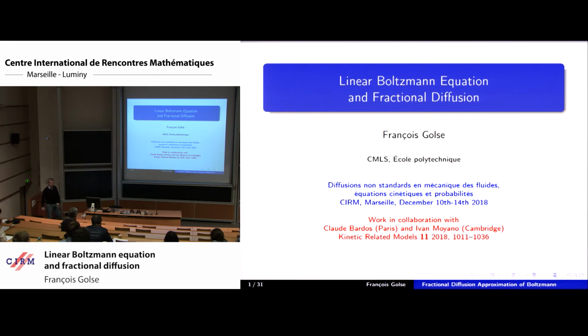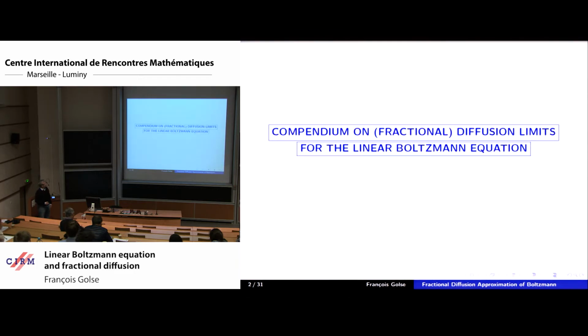mention that the work I'm about to present is a paper written with Claude Bardos from Paris and Ivan Moyano, currently in Cambridge. So, linear Boltzmann equation and fractional diffusion. Let me first start with a few remarks on how diffusion equations, fractional or not, can be derived from the linear Boltzmann equation. Perhaps you've seen some of that in the talk by Ludovic Cesbron, but there are certain features of this approximation which I wish to recall because they're going to be used later in the talk.